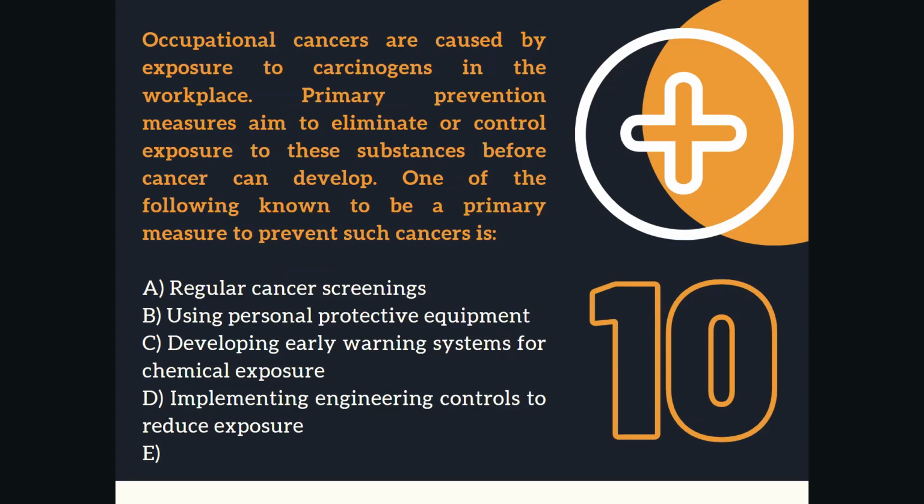Occupational cancers are caused by the exposure to carcinogens in the workplace. Primary prevention measures aim to eliminate or control exposure to these substances before cancer can develop. One of the following known to be a primary measure to prevent such cancers is A, regular cancer screenings, B, using personal protective equipment, C, developing early warning systems for chemical exposure, D, implementing engineering controls to reduce exposure, and E, personal protection. Yes, the answer is D, implementing engineering controls to reduce exposure.